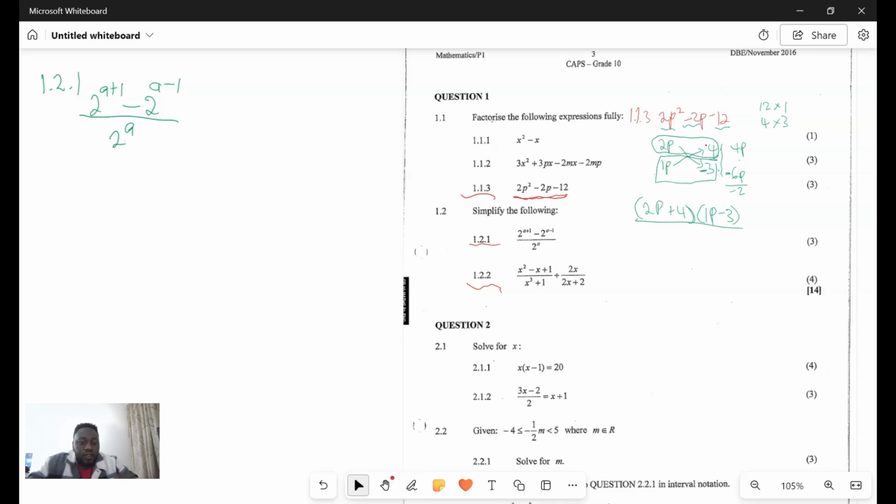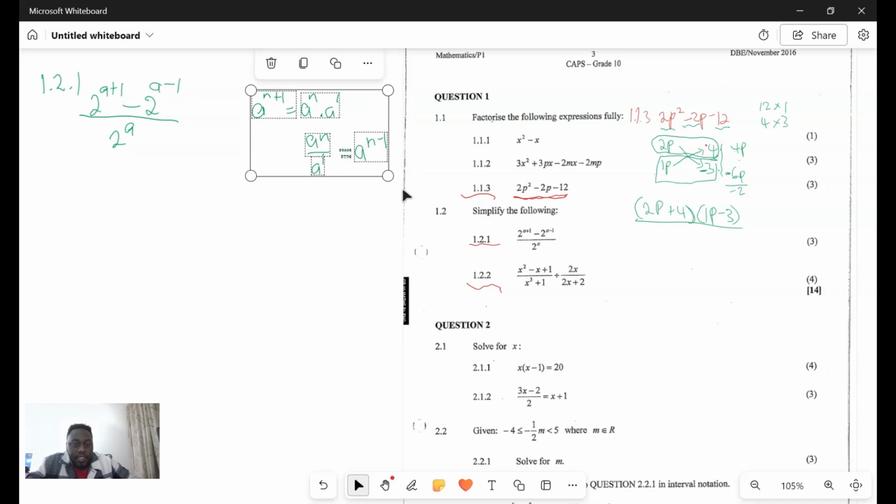When you've got a situation like this one, you need to remember the exponential laws. So you have a to the power of n plus 1, which is the same as a to the power of n multiplied by a to the power of 1. If you have a to the power of n divided by a to the power of 1, this is the same as a to the power of n minus 1 when you're dividing them. I hope you are understanding what I'm saying.